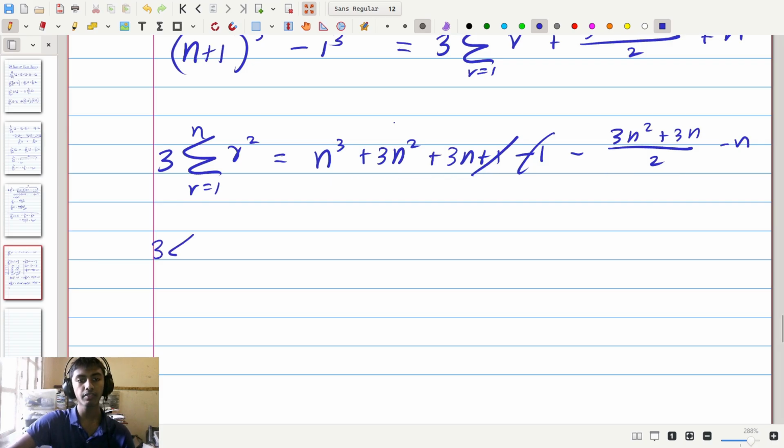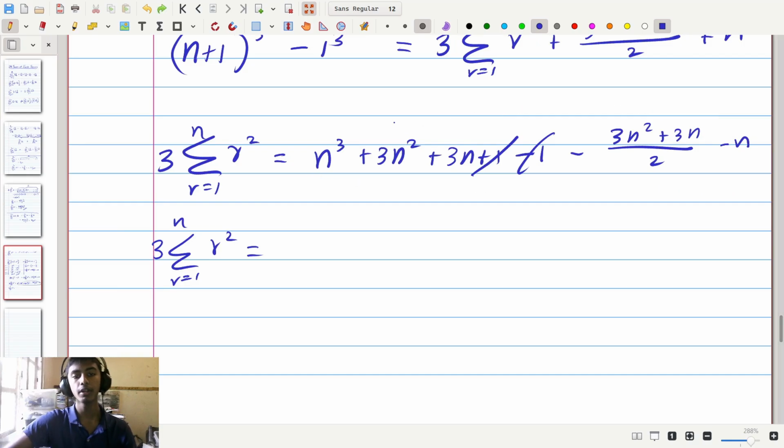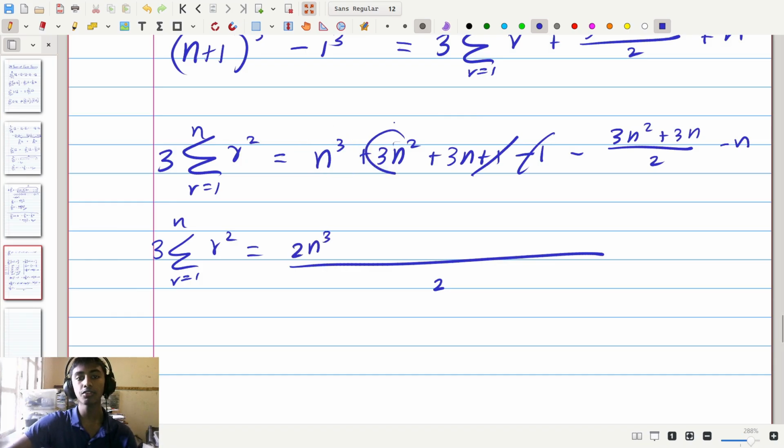So we can see on the left hand side we have 3 times the sum that we're looking for, the sum r equals 1 up to n of r squared. On the right hand side, since we have a denominator of 2 here, I'm going to try to make everything have a common denominator of 2. Doing so, this n cubed becomes 2n cubed, this 3n squared becomes 6n squared, this 3n becomes plus 6n, this whole bit remains as it is, so we have minus 3n squared minus 3n, and then this minus n becomes minus 2n when we take it under the common denominator, so minus 2n.